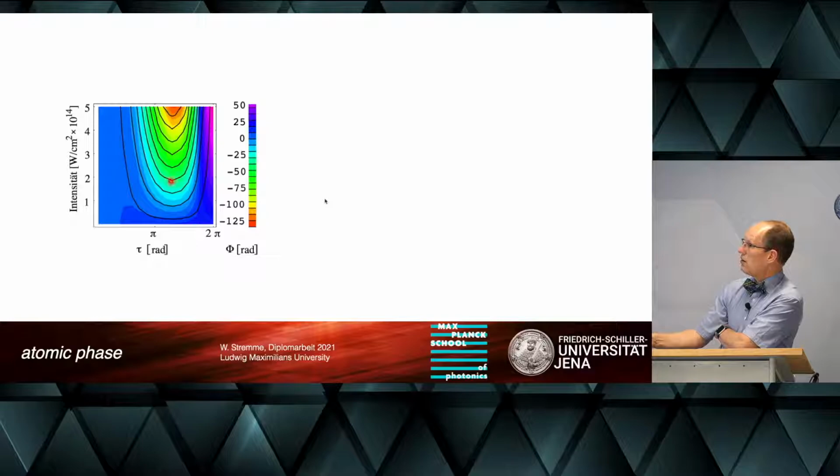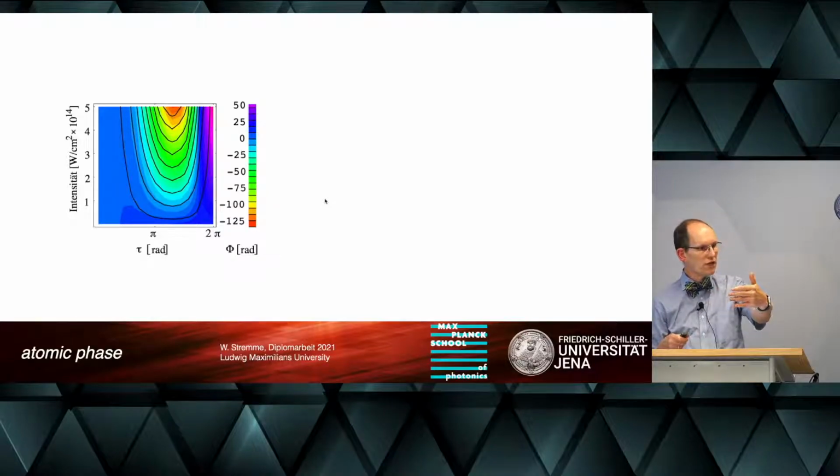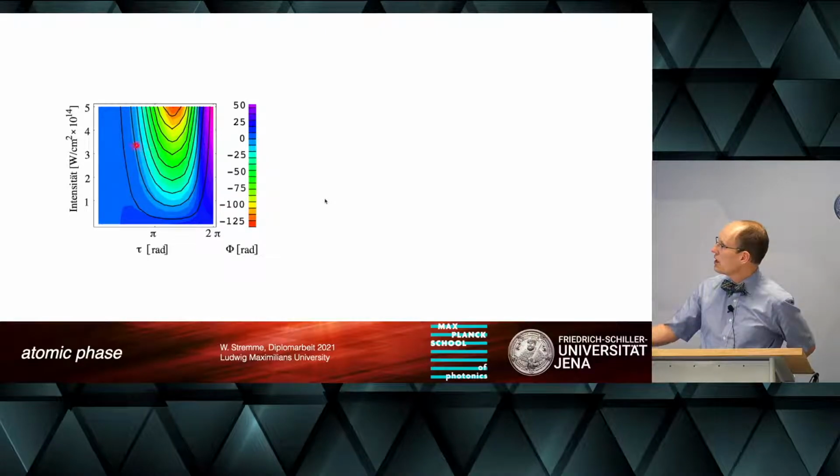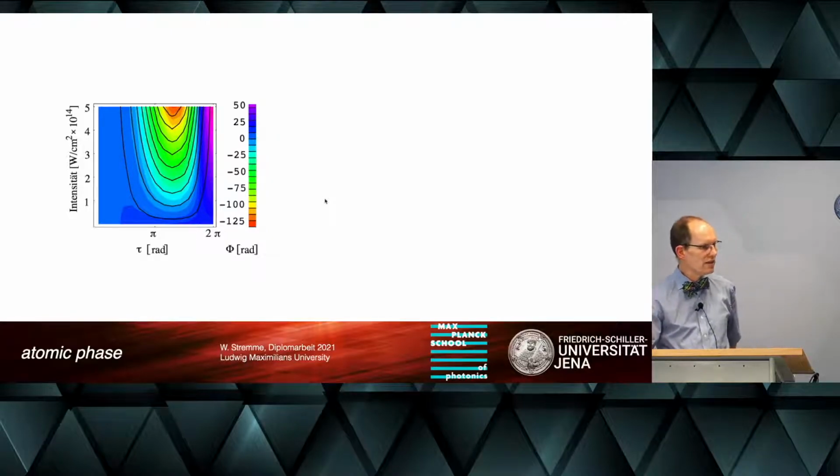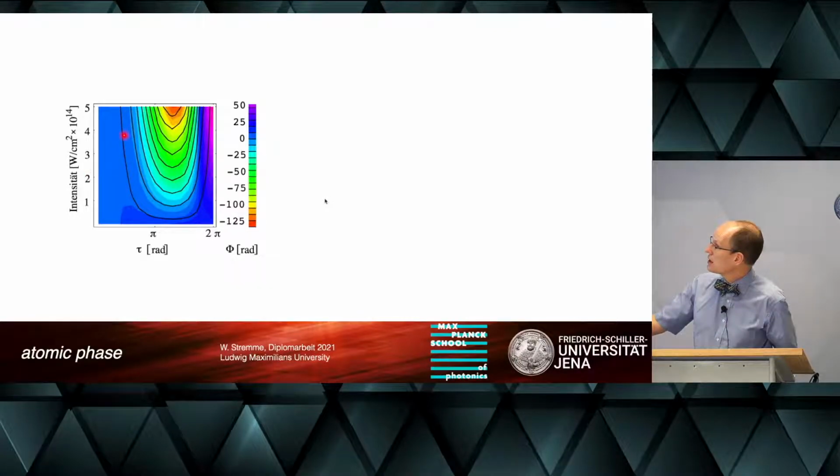Now if you follow a certain contour line, so if you go along this line, then you follow a certain harmonic through different intensities. And what you see here is that not much changes with the atomic phase. Basically, if you follow this, it's all the time the same phase. This looks nice. Same thing here for the next higher harmonic.